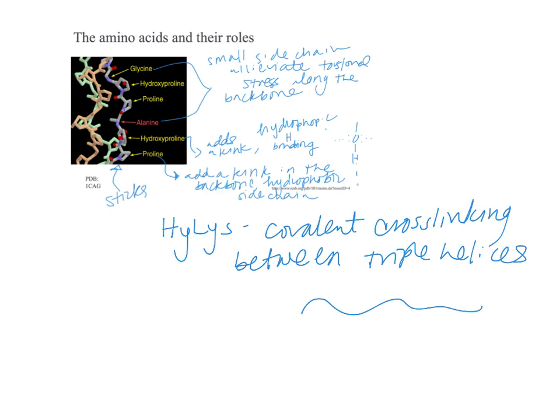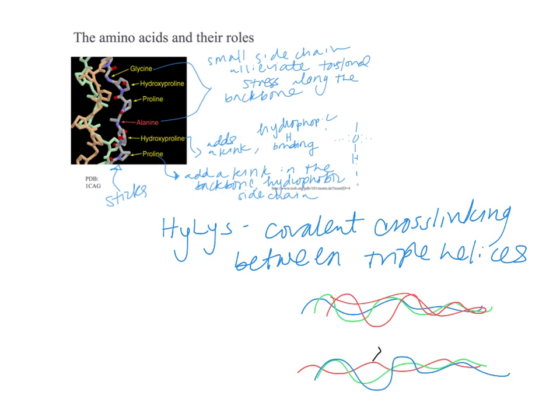So if I had 1, 2, 3, okay, there's my triple helix, and I had a second one, 1, 2, 3. The hydroxylysines, I'm just going to put an R here, allow for covalent cross-linking between them. So this would be one hydroxylysine, and this would be a second hydroxylysine. So that helps form, when multiples of these triple helices come together, your supramolecular structure.